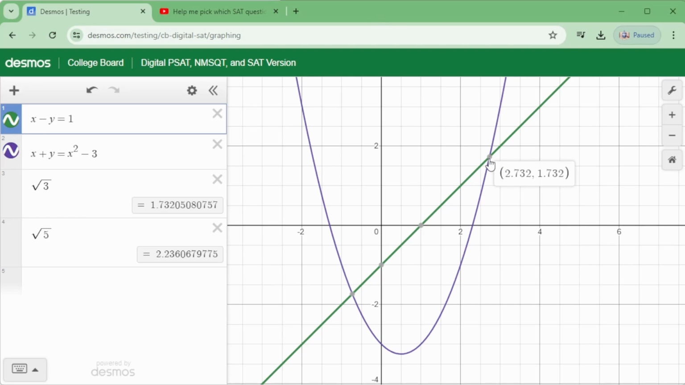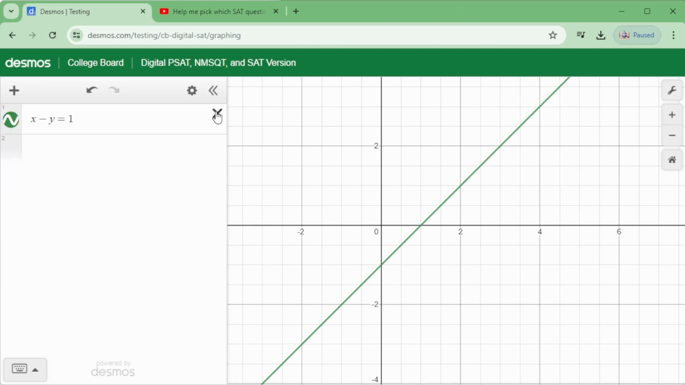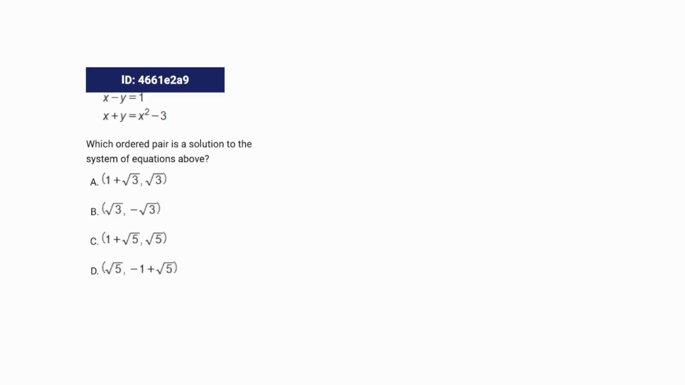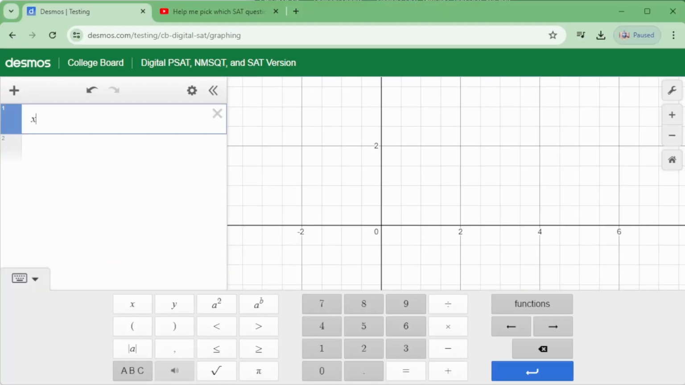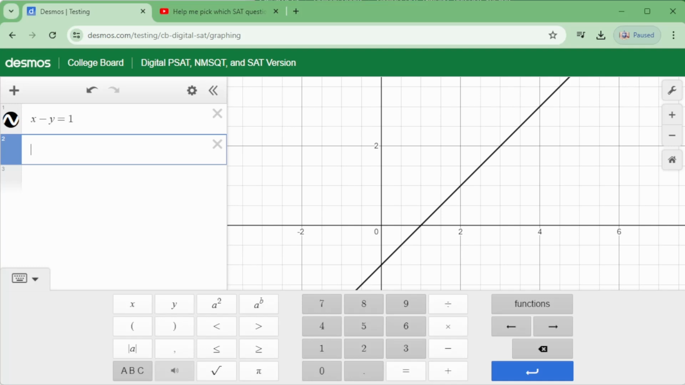So even though it took several minutes to talk through each step and explain each step to you, if I actually saw this question on test day, finding the solution would take seconds. In fact, let's go ahead and do it in something close to real time so you can see how fast this would be. So let's say it's actually test day, I'm sitting down taking this test, I see this question, I read these two equations, I read the prompt that says which ordered pair is a solution to the system of equations above. I jump over to Desmos, I type in x minus y equals 1 and x plus y equals x squared minus 3.